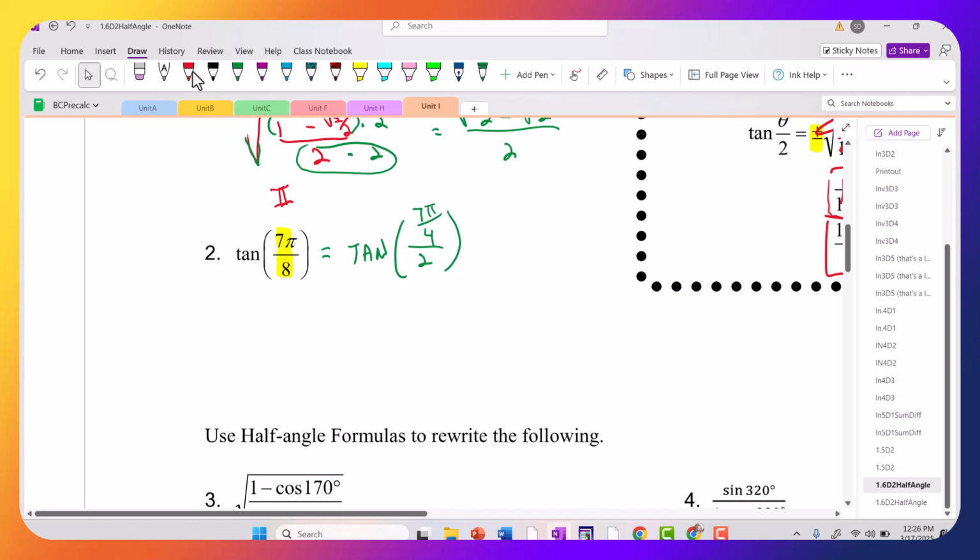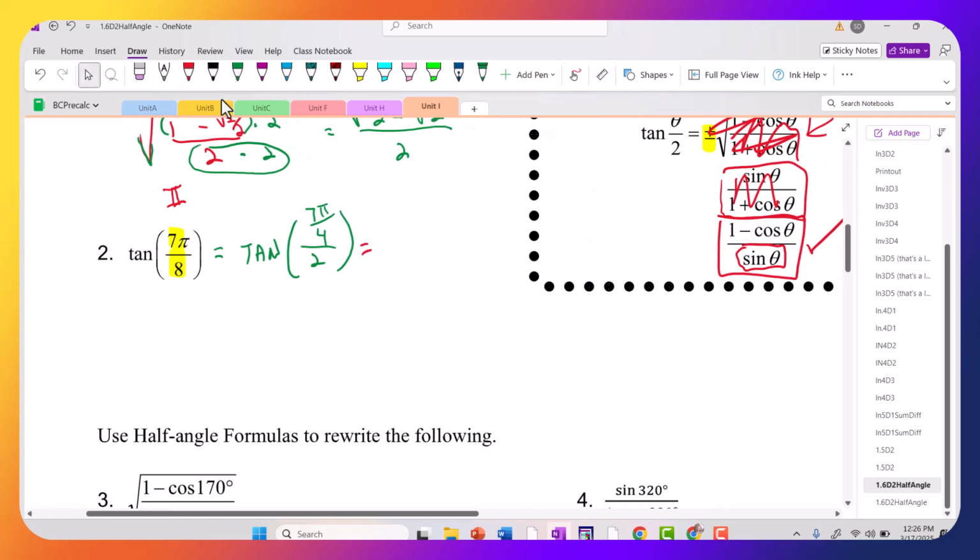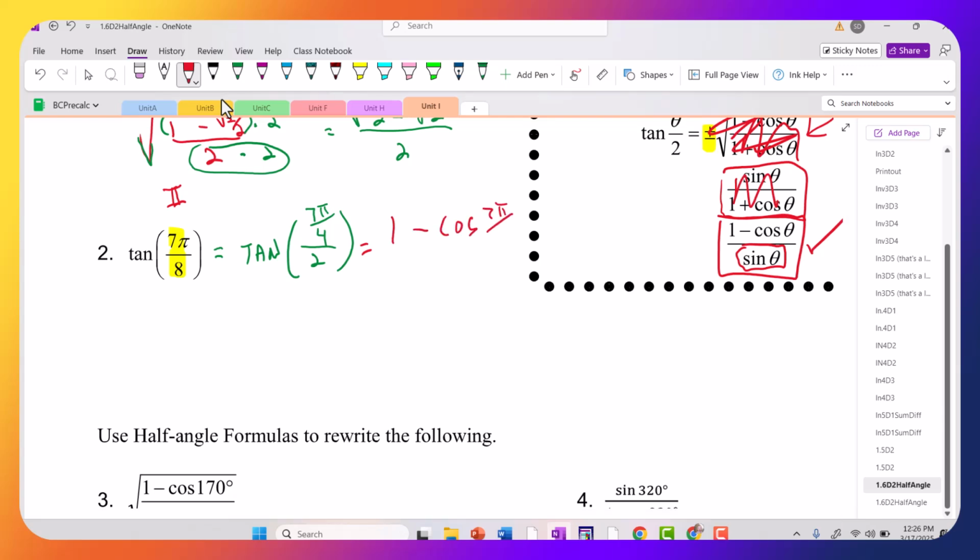All right, so what do we got? All right, this one, I had a hard time memorizing this last hour. So it's 1 minus cosine 7 pi over 4 over sine 7 pi over 4. And then I'm going to have the same thing that I had in that previous one. What's the cosine of 7 pi over 4? Positive or negative? 3, 2, 1, go.